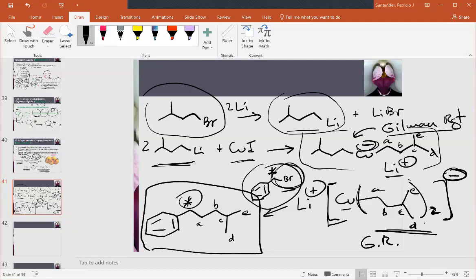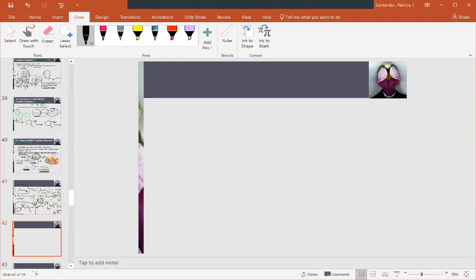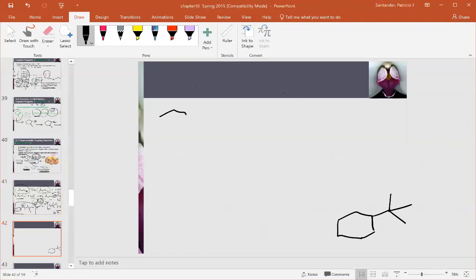So one challenge for you: how can you synthesize this final product starting only with cyclohexane and 2,2-dimethyl propane? How could you do that? And you can use any other inorganic materials that you want.